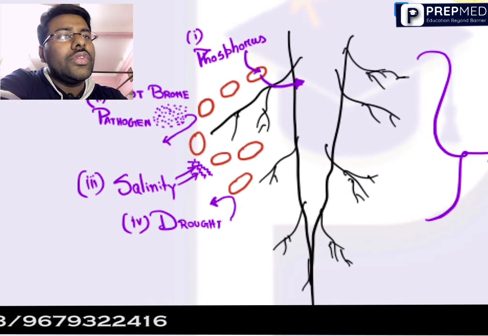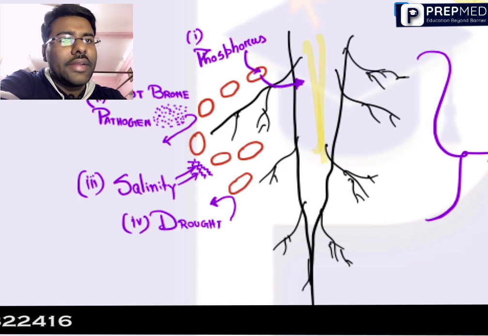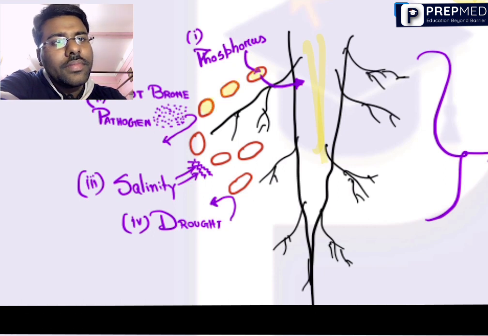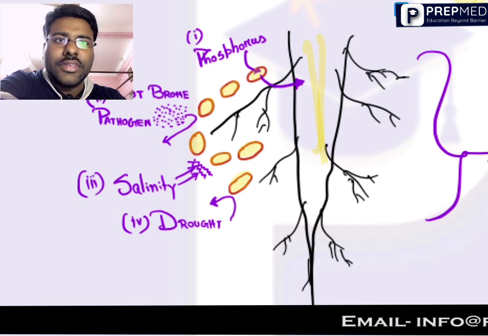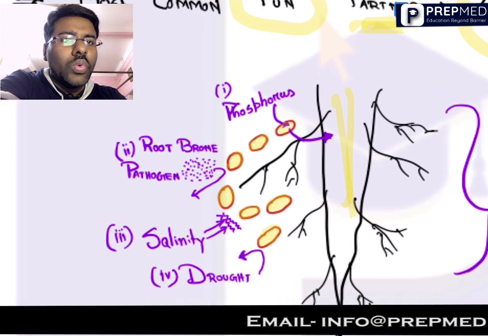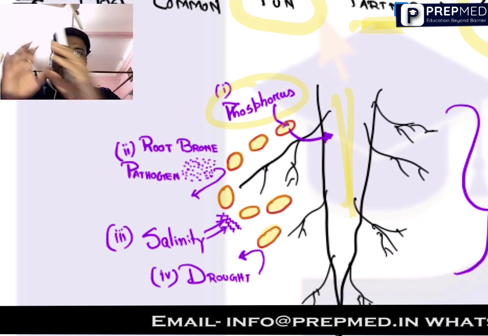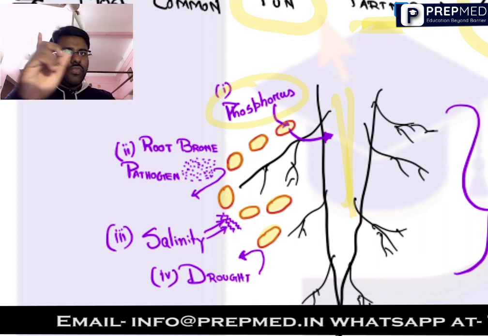Coming to the work of this mycorrhiza. So clearly you know this is the root of the higher plant and there are the fungi, and there is the association. Firstly, they do one thing: they take the phosphorus and give it to the plants. That is the first work.